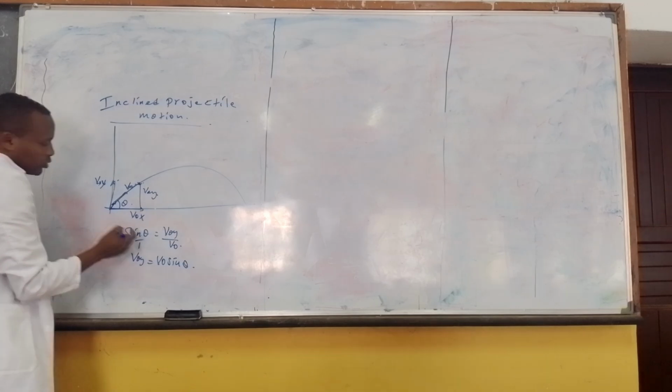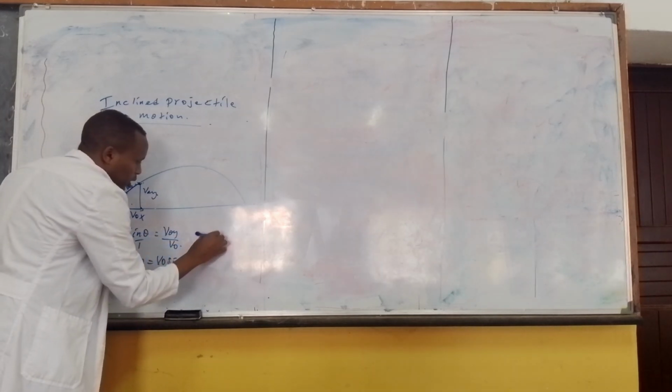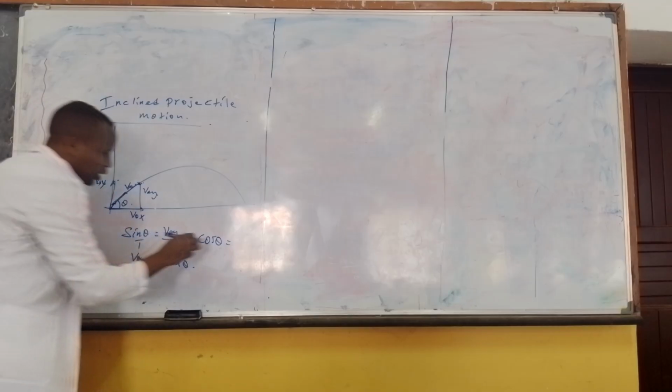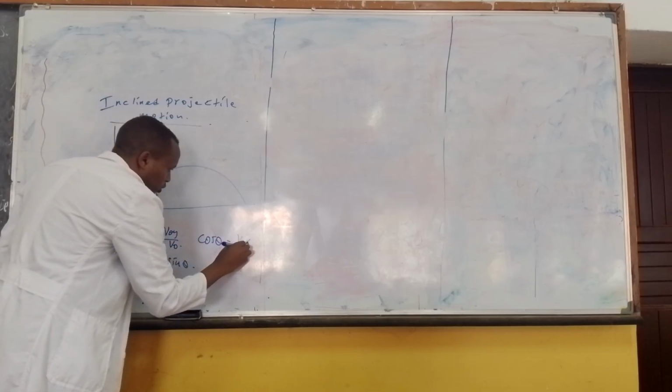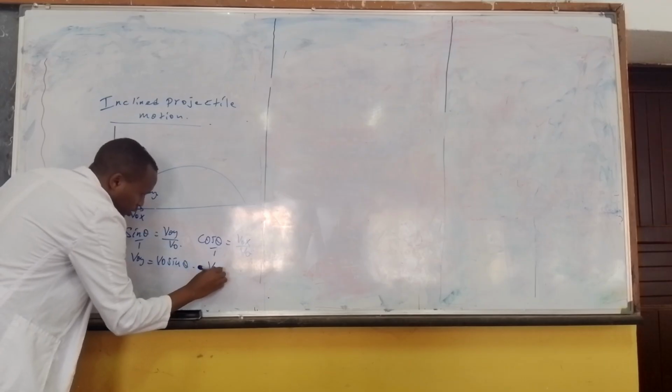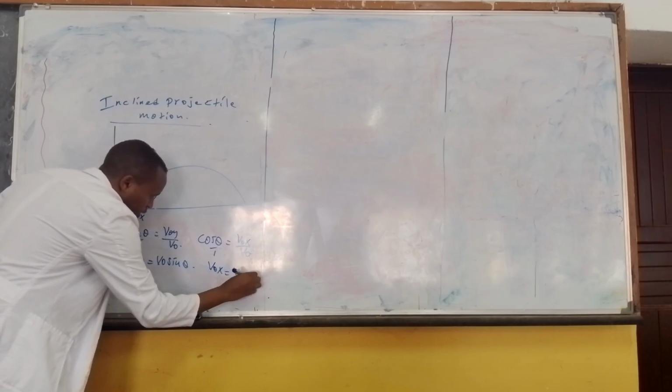Then what about the horizontal component? It can be found using cos theta. The cos theta is adjacent over hypotenuse, v0x over v initial. Then by rearranging, we have v0x, which is equal to v0 times cos theta.